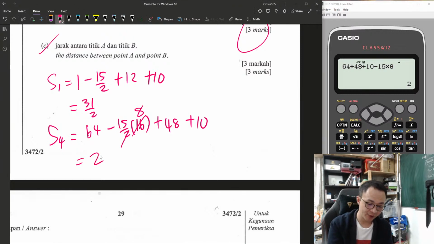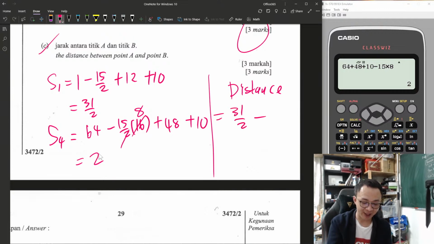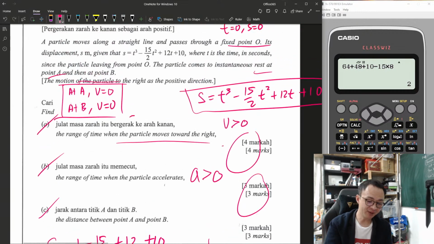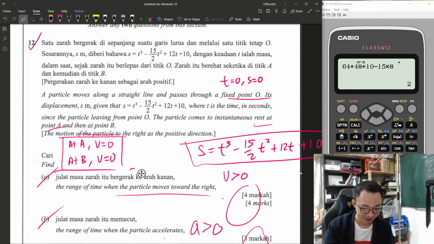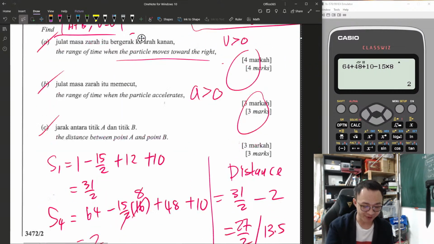2. So the distance between them, I just use the largest value minus the smaller value. So this one will be 27 over 2, or 13.5. Is it meter? So yeah, I guess it's meter.